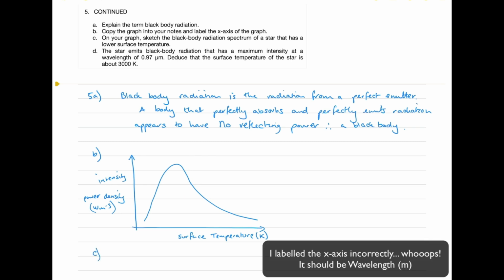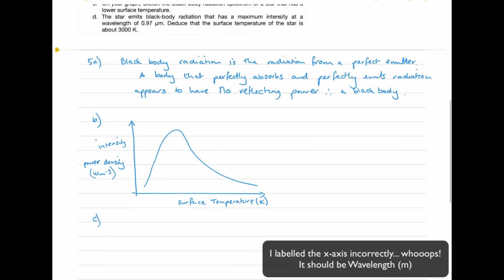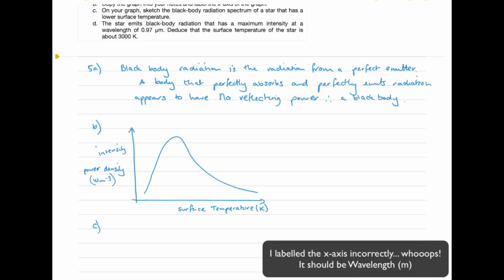For C, on your graph, sketch a black body radiation spectrum of the star that has a lower surface temperature. Okay, so we know using Wien's law, lambda peak times T is equal to a constant.